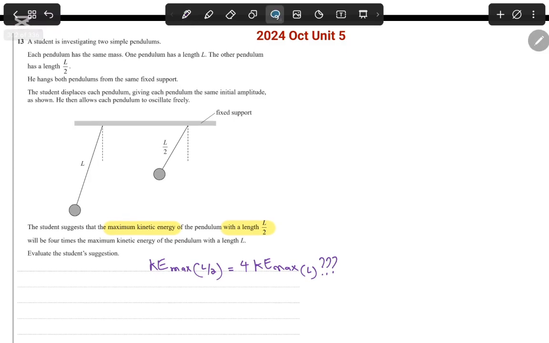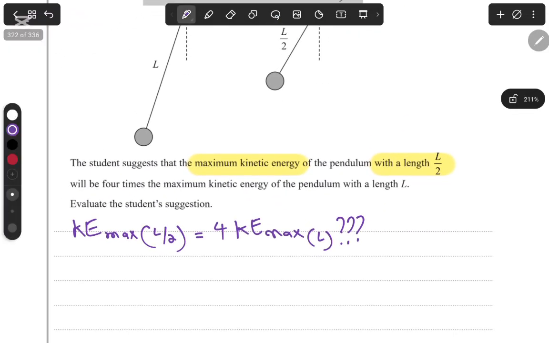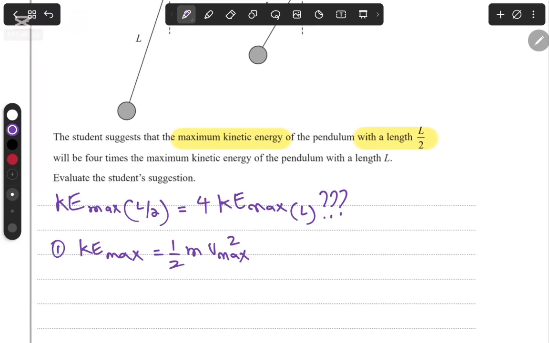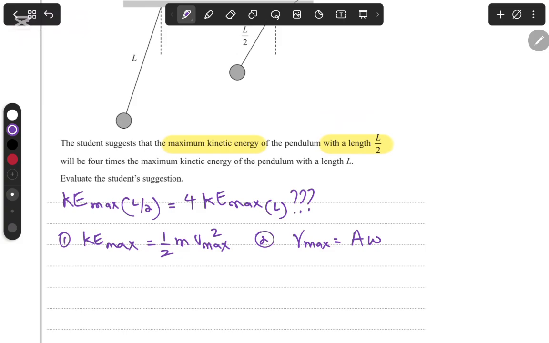And now one of the major things you have to understand, a couple of relations, is that KE max is equal to half m v max squared. That's the first thing. When the velocity is maximum, that's when the kinetic energy will be maximum. The mass will not change. The second thing you have to remember, formula, is velocity Vmax is equal to the amplitude times the omega value. Okay? So these are the couple of things you have to keep in mind.